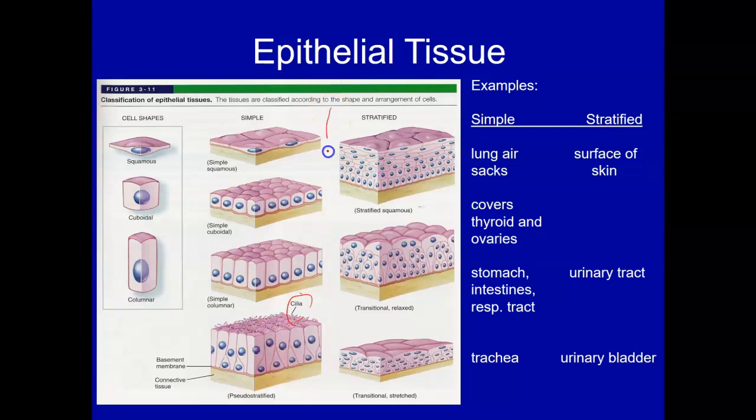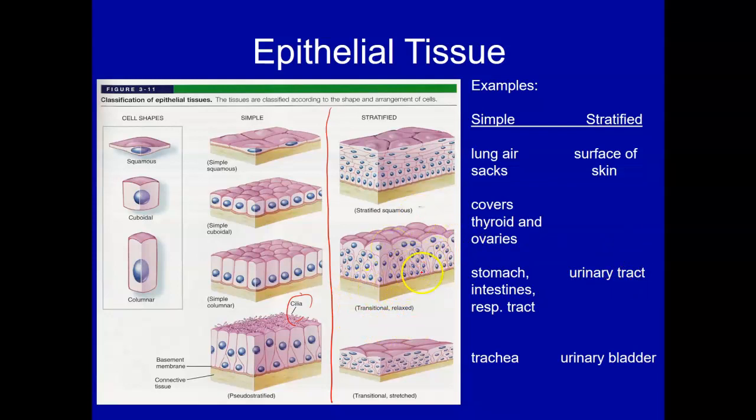Now, these are the simple squamous cells you find in the lung air sacs and the alveoli. The simple cuboidal you'll find in the thyroids and the ovaries. Simple columnar in the stomach, intestines, and in the respiratory tract. Pseudostratified in the trachea. Stratified cell layers, you have the stratified squamous. So again, you have the squamous, the squishy ones on top, the flattened ones. Transitional relaxed, this is what you find in the urinary tract and in the urinary bladder. It's more in the bladder than anything else.